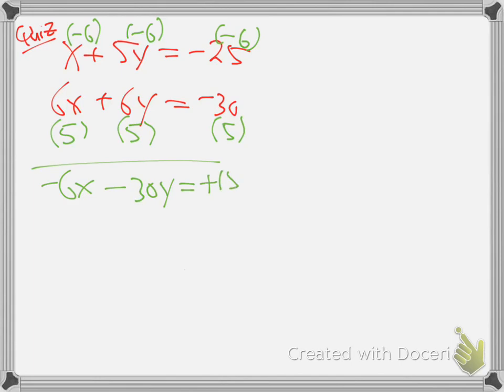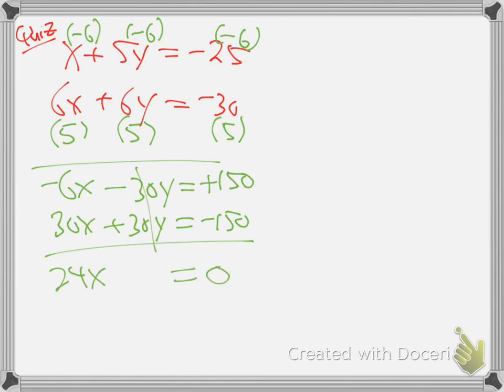So positive 150 like that, and 30y and minus 150. See, that way the y's will cancel. So this will work too. And you get what? 24x, this is 0.